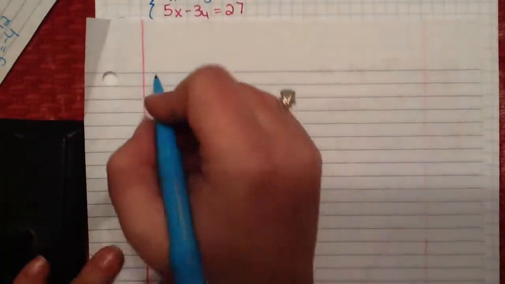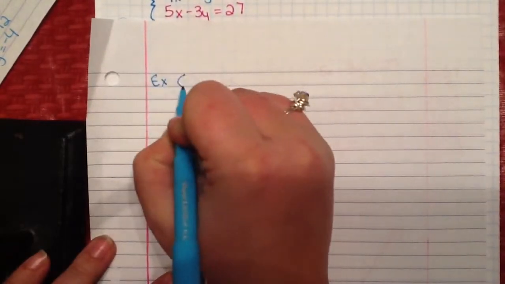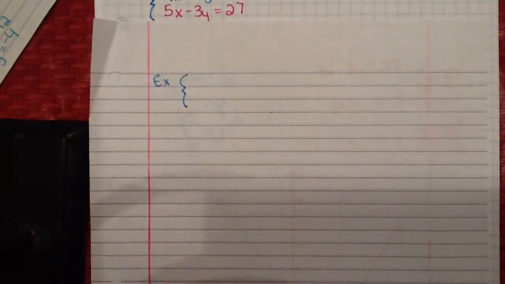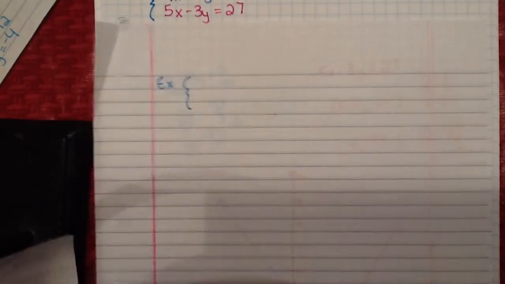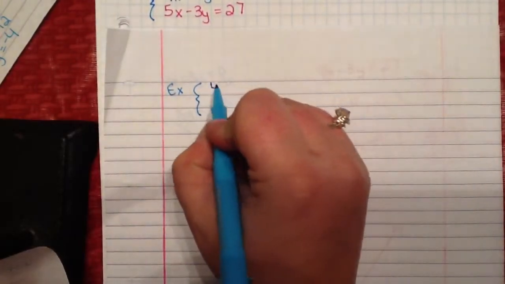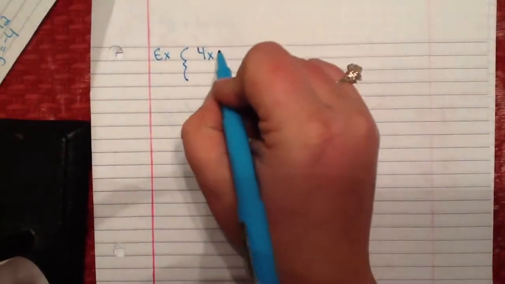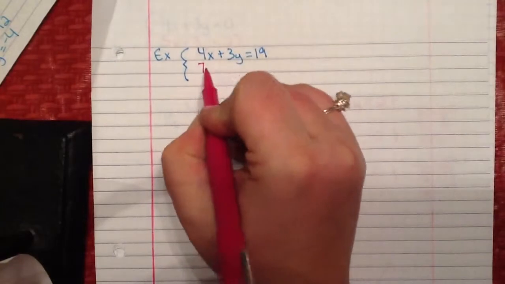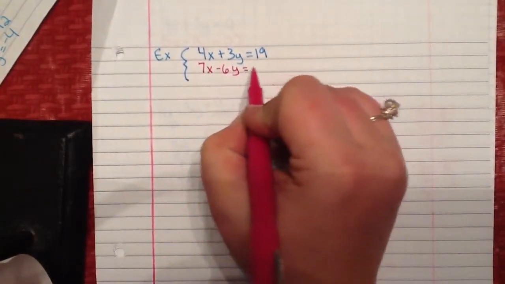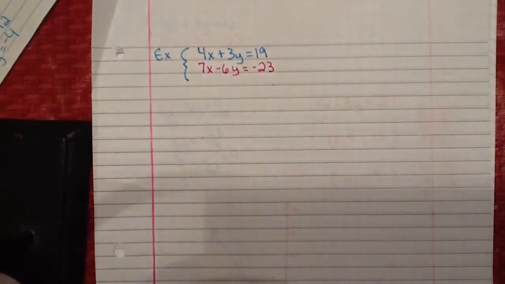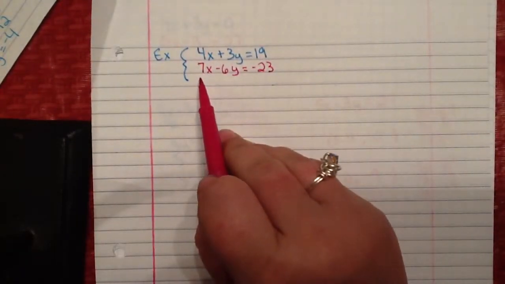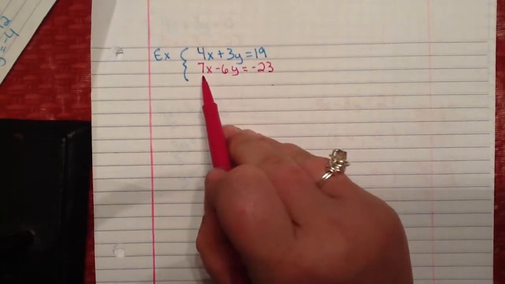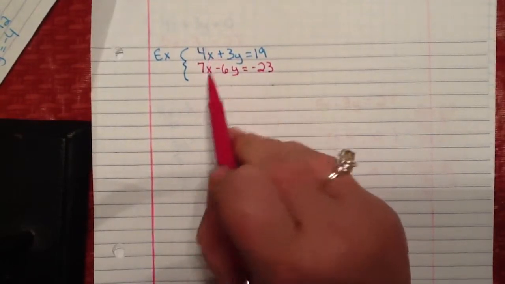Let's try another example. In the second example, we're not going to be given the numbers lining up just perfectly. We're going to actually have to do some multiplication. So 4x plus 3y equals 19 is going to be our first equation, and our second one is 7x minus 6y equals negative 23. If we look closely at 4 and 7, those are not the same.